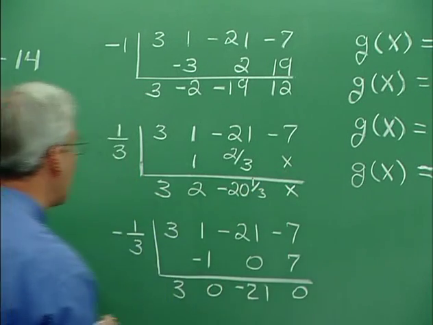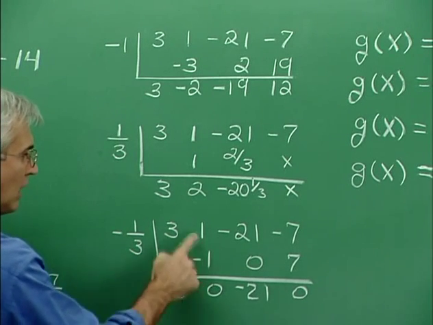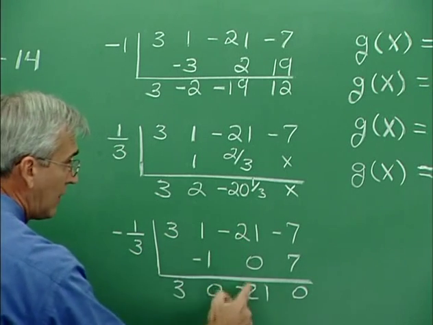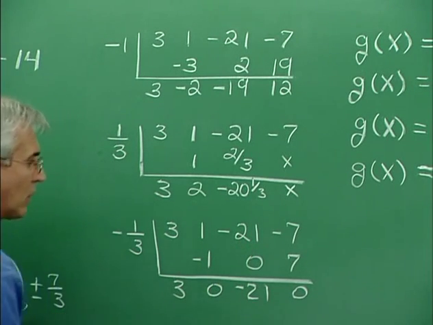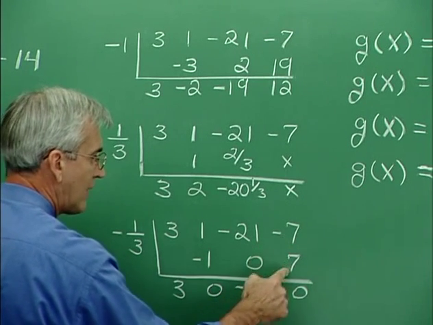So we're not going to get a 0 there. -1/3. Bring down the 3. -1/3 times 3 is -1. Together, 0. -1/3 times 0 is 0. Bring down or collect here to give -21. -1/3 times -21 is 7, and so -7 with 7 is 0.